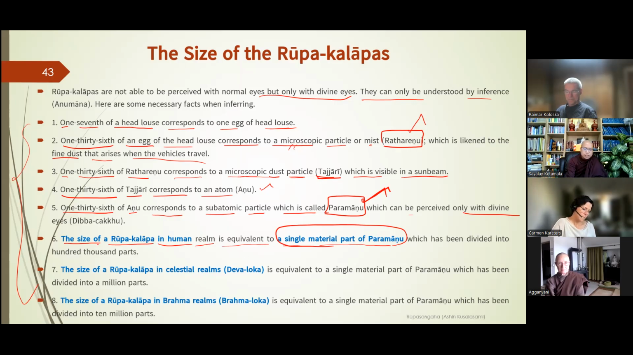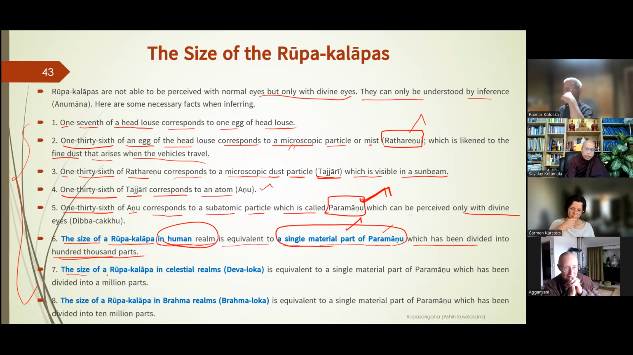The size of a Rupa Kalapa in the human realm is equivalent to a single material part of the paramanu, which has been divided into 100,000 parts. Even paramanu is extremely tiny and cannot be seen with normal eyes, but you have to divide it into 100,000 parts. That single material part is equivalent to the size of a Rupa Kalapa. So there is no way for it to be seen. This is in the human realm.